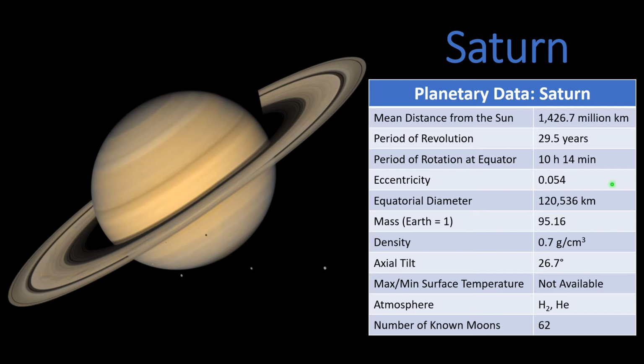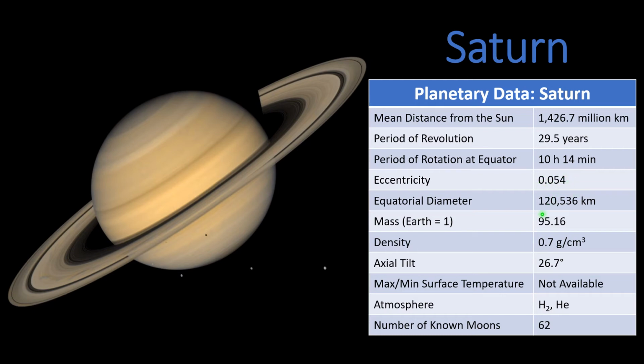And Saturn's very far from the Sun, 1,426.7 million kilometers. It takes 29.5 years to make one orbit around the Sun. So when you guys reach 29 and a half years old, Saturn will have gone around the Sun just once. That's how long it takes. Its period of rotation is 10 hours and 14 minutes, so it spins very, very quickly. Its eccentricity is 0.054, so it's definitely not a perfect circular orbit, but it's not too far off.